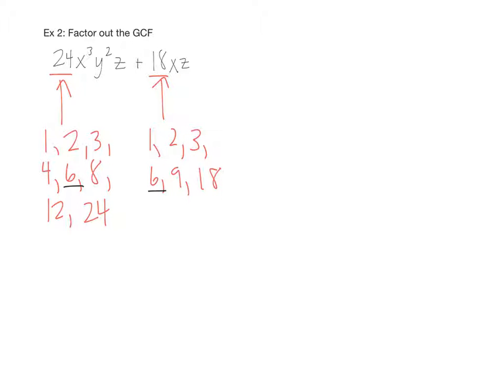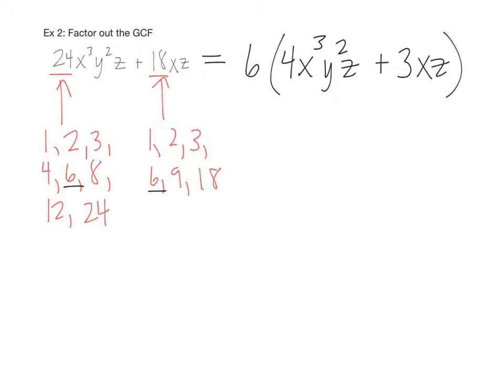Therefore, we can pull out, or really divide out, a 6 of both of these terms and see what we have left. When we divide a 6 out of our first term, 24x cubed y squared z, we end up with 4x cubed y squared z. Once we pull a 6 out of our second term, we're left with 3xz.